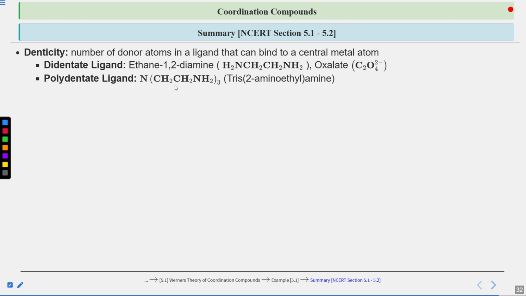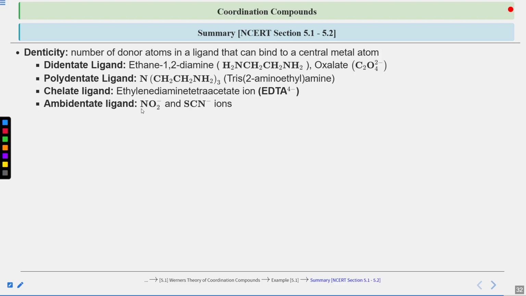Polydentate ligand means more than 2 donor atoms are present, like in this tris(2-aminoethyl)amine formula, N(CH2CH2NH2) whole thrice. Every nitrogen, the central one and the terminal 3 nitrogens, is going to act as a donor atom. So 4 donor atoms are present in this, so it is a polydentate ligand. Then we talked about the chelate ligand, whose example was ethylenediaminetetraacetate ion, which is a hexadentate ligand, EDTA 4 negative.